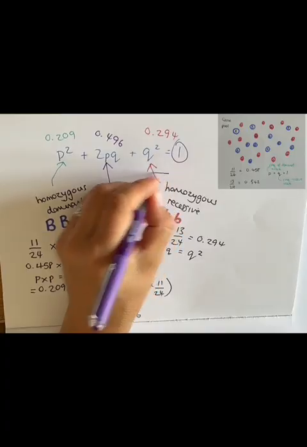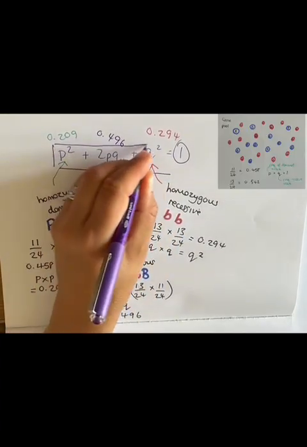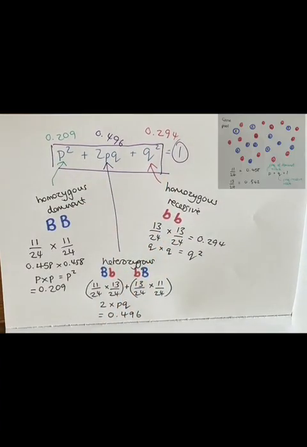Now, this is the equation you need to know and be able to use, because when you've got certain values, you can use the equation to then go the other way and work out the probability of different phenotypes within a population.